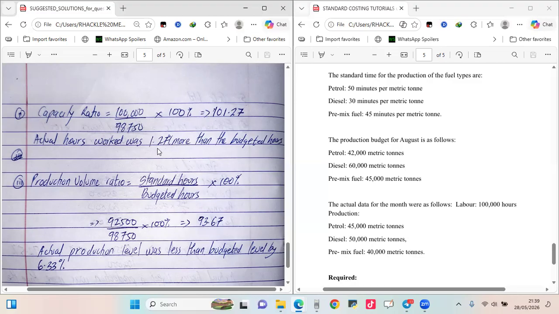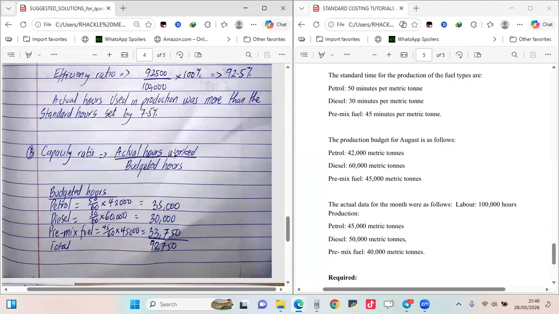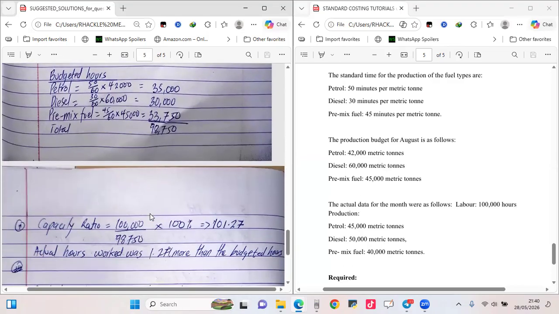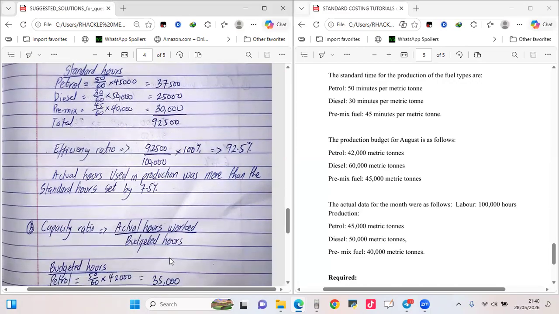For the capacity ratio, it's 1.27 more. We just subtract 100 from 101.27, and then we are good to go. This one as well is the same thing. We do 100% minus 92.5, and we get 7.5, the same thing.